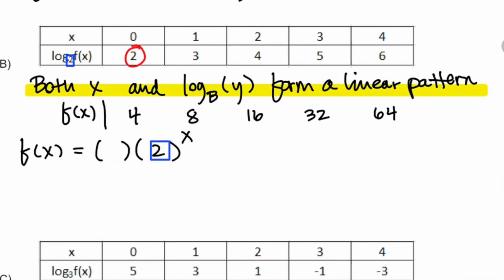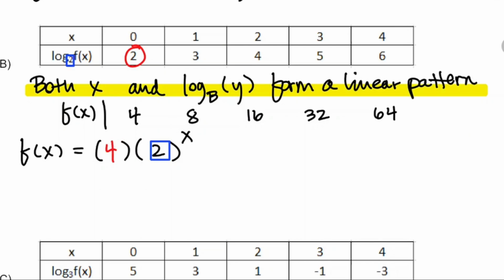All right, so 2 to the x, and then I think when x is 0, I need to get 4. So I think it's going to be 4 times 2 to the x. Yeah, I see that.